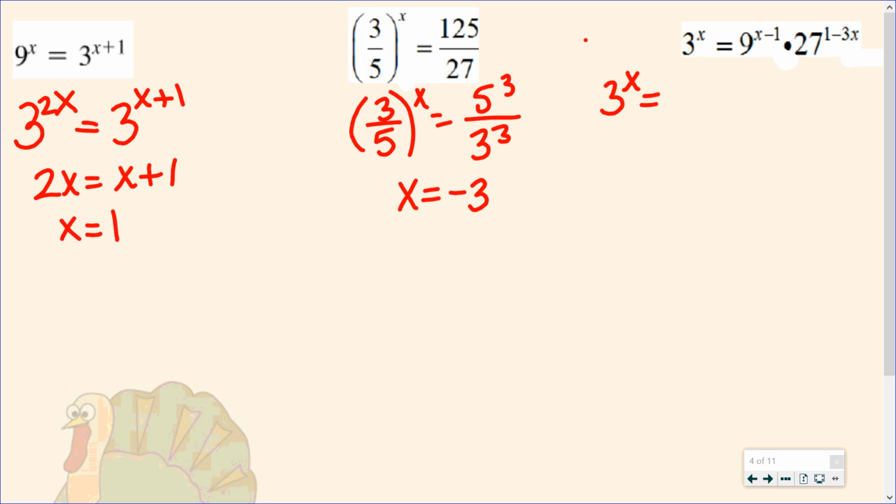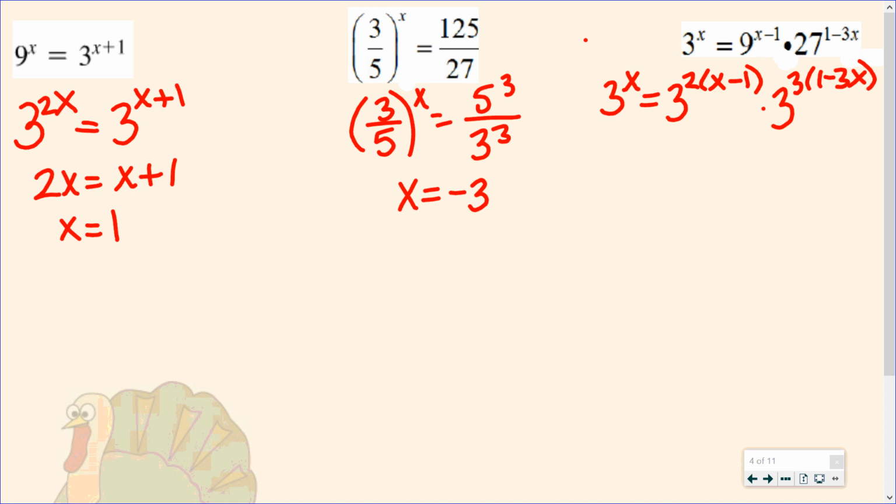9 is 3 to what power? Second, and remember that's multiplied by the x minus 1. You need parentheses there, so you are going to have to distribute. And 27 is 3 to what power? 3. And I have 1 minus 3x.